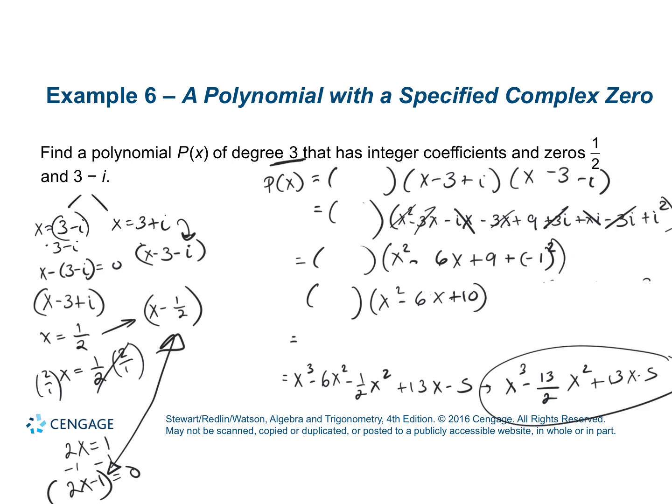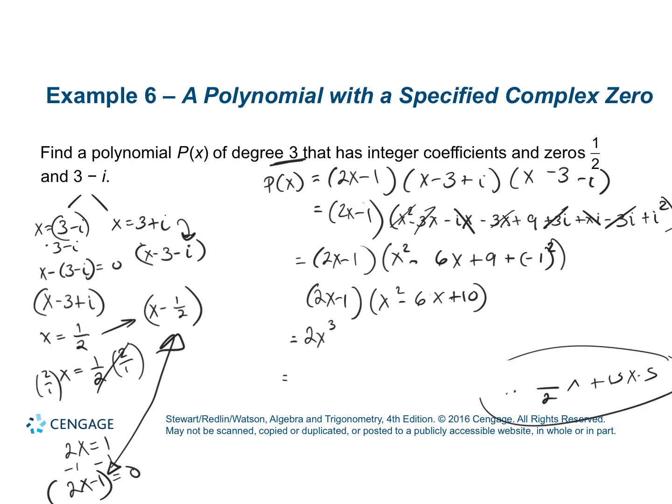Now I'm not going to erase the other stuff on the right just because we are going to FOIL that anyway. So this is now 2x minus 1, 2x minus 1. Now you can FOIL the 2x minus 1. You're going to get 2x cubed. Okay, let me erase the bottom. I'm going to run out of space.